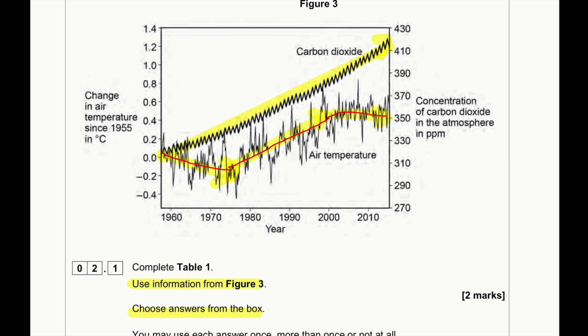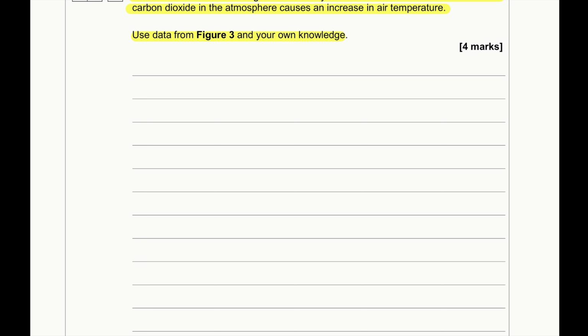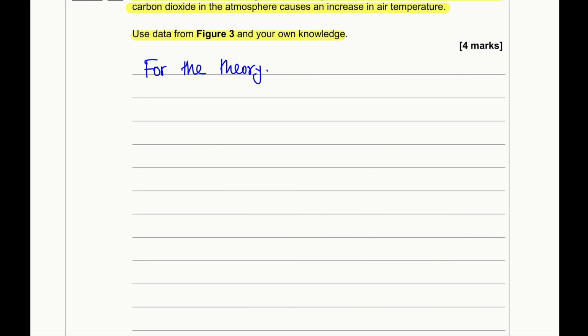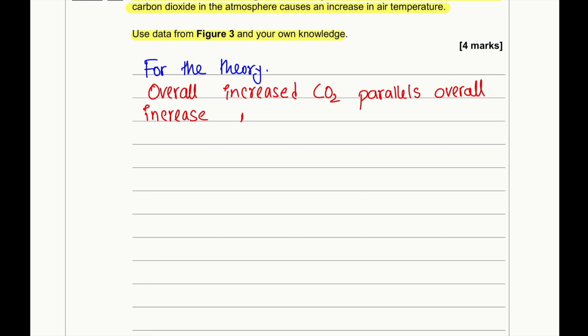So looking from the graph, we can say there is an increase in carbon dioxide concentration, which in general has increased the global air temperature on average. So the answer can be written in this way. For the theory, we can say an overall increase in CO2 parallels the overall increased temperature, and for the reason we can say CO2 traps infrared radiation.